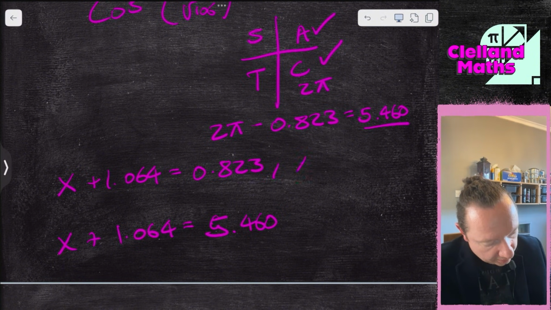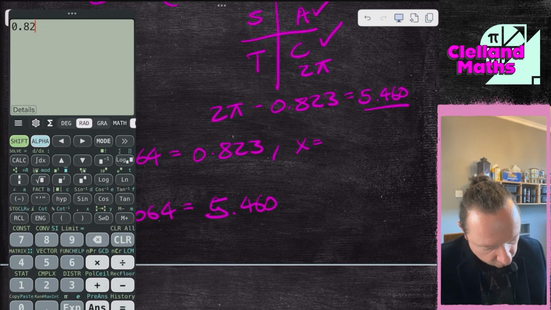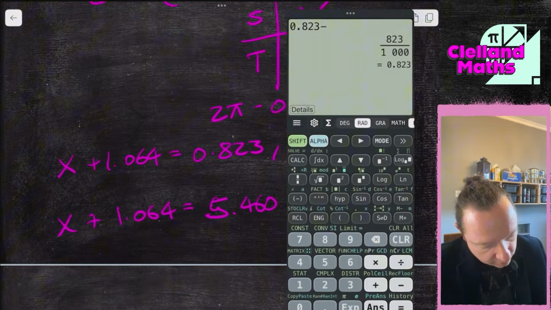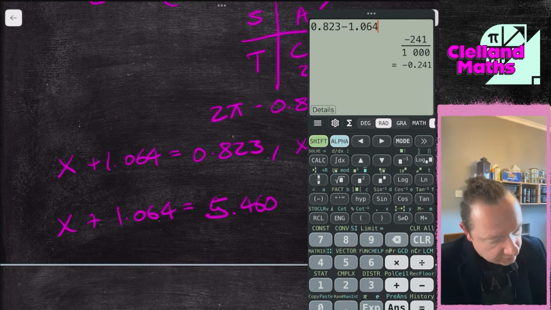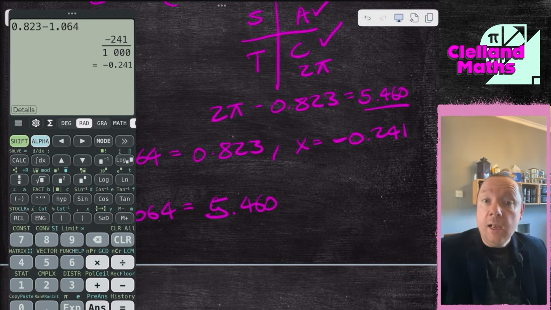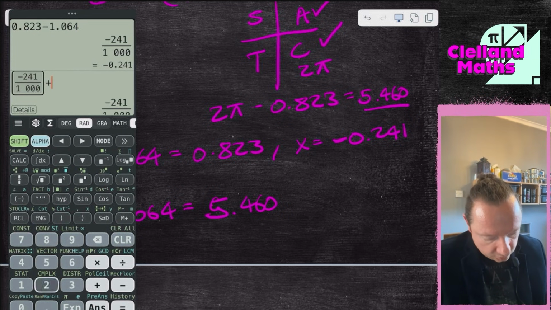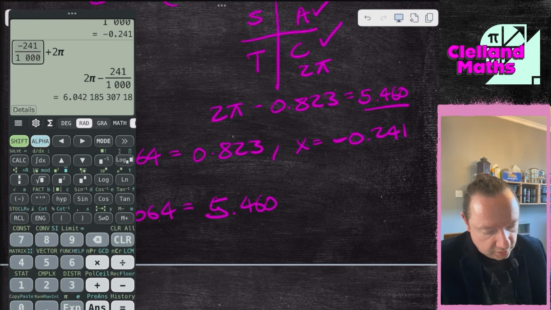5.460. Solving that, x would be, not doing the sums in my head, 0.823 minus 1.064 is negative 0.241, but we are minus. Now the answers are between 0 and 2 pi. So if you ever get outside that range, you just add multiples of 2 pi. So I'm just going to add 2 pi because I'm outside the range. And that'll get me inside the range. By adding 2 pi, I get 6.042 for the first one.